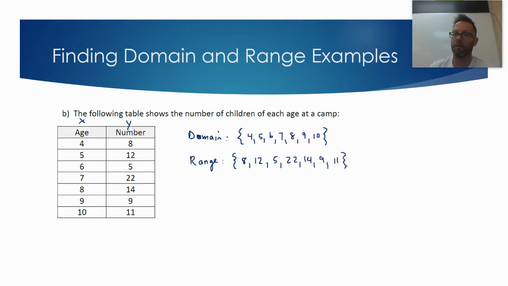So I'll ask you guys, is this relation a function or not? And hopefully you said, yes, it is a function. Every X value here corresponds to one Y value. If you were to graph these points, none of them would be over top of each other and it would pass a vertical line test. So yes, this is a function.